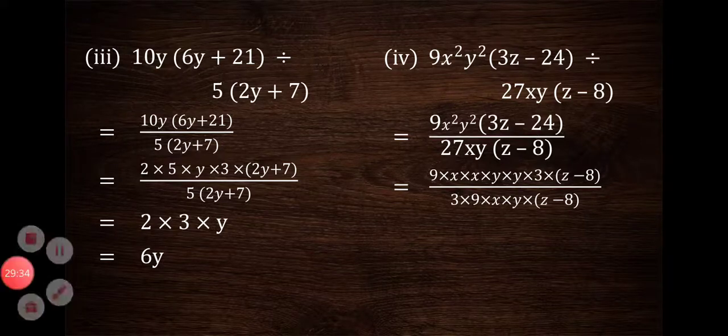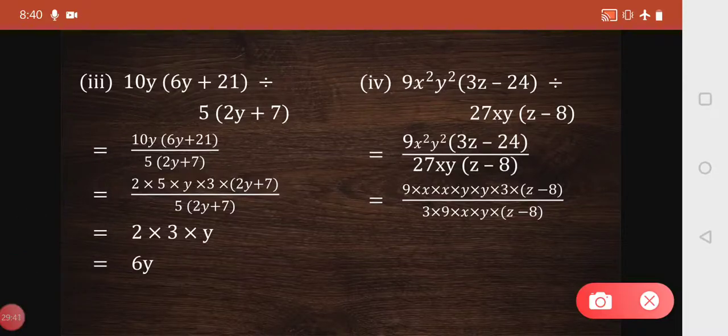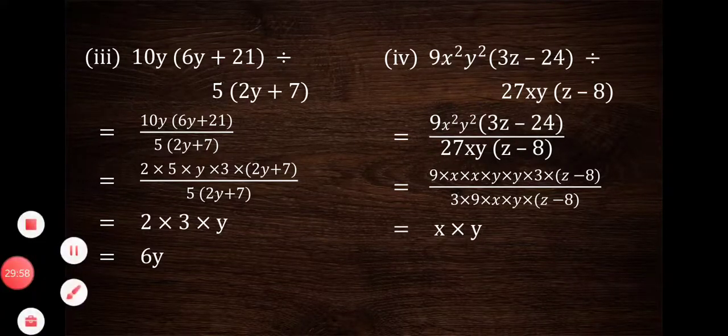Now let's see the factorization of our denominator. Again factors of 27, that is 3 9s are 27 into x into y into z minus 8 as it is. Now let's see what we can cancel. As common from numerator and denominator, that is equal to x into y.